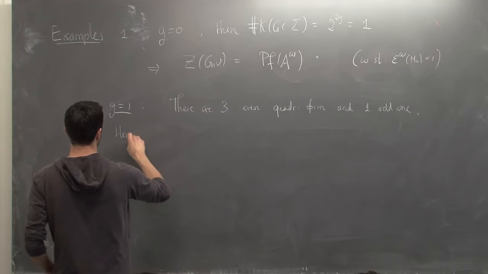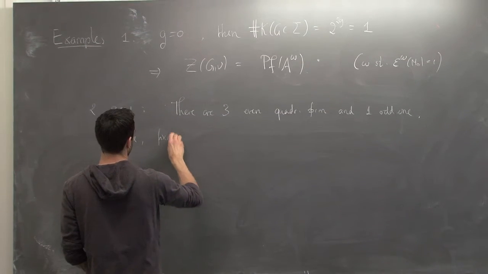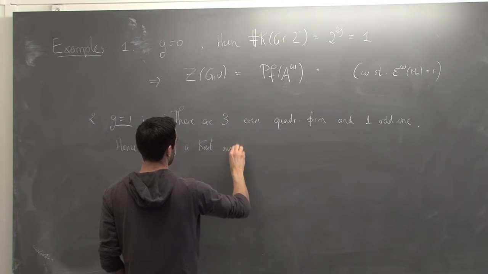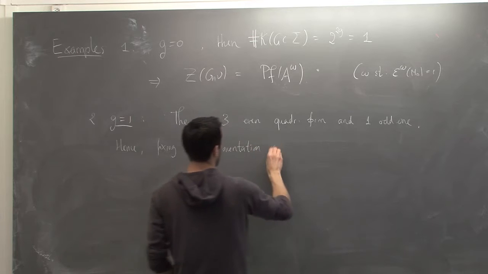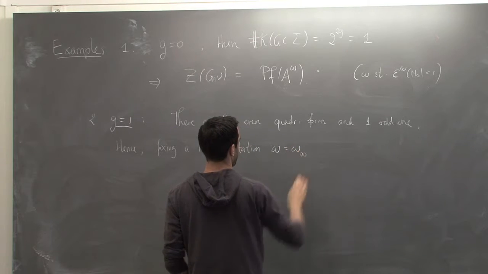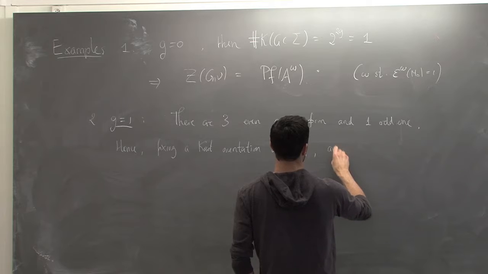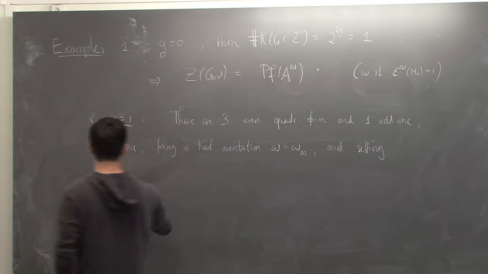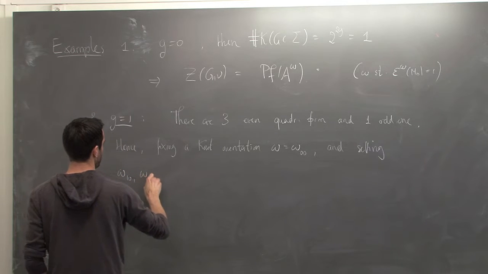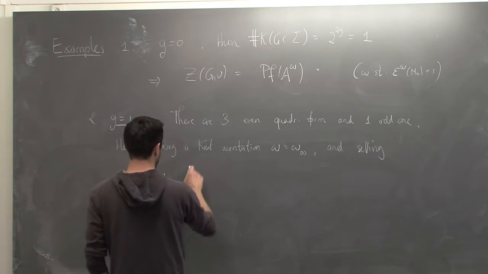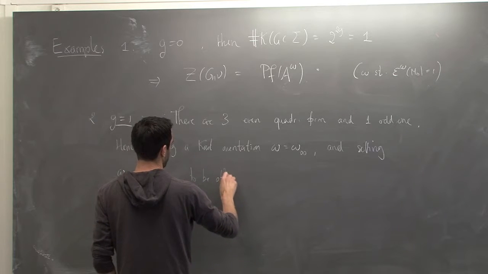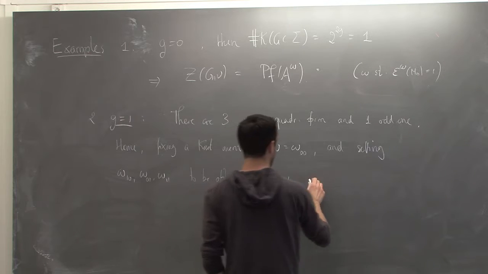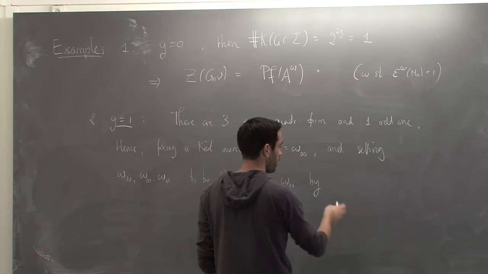Hence, fixing a Kasteleyn orientation omega, let's say omega equals omega 0,0, and setting omega 1,0, omega 0,1, omega 1,1 to be obtained from omega 0,0 by the trick I had given in this remark.